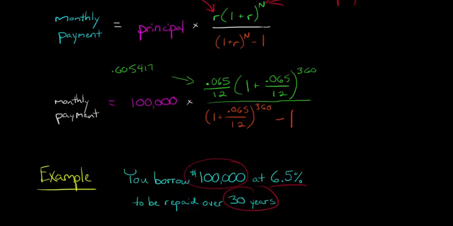Where should I write this? We'll put this in white again. So we're going to have a monthly payment of $632. That's going to be our monthly mortgage payment.